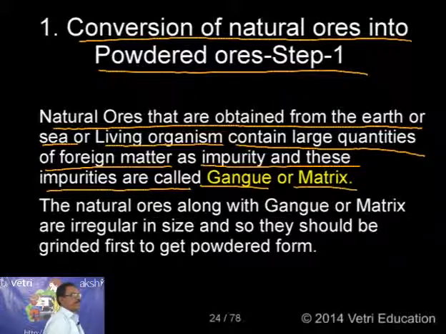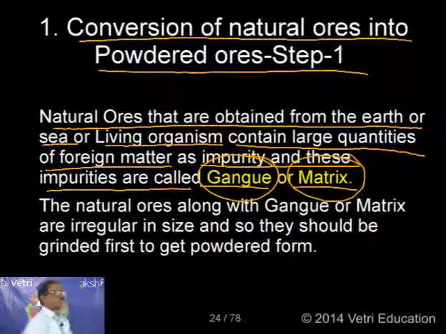This is the most important information. Along with the metals or non-metals we are interested in, there may be impurities. Those impurities we call gangue or matrix. So here we have to remove this gangue or matrix.